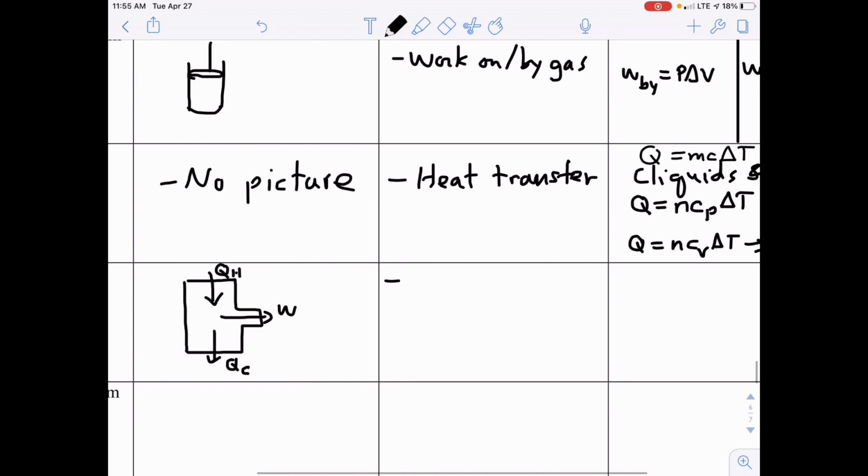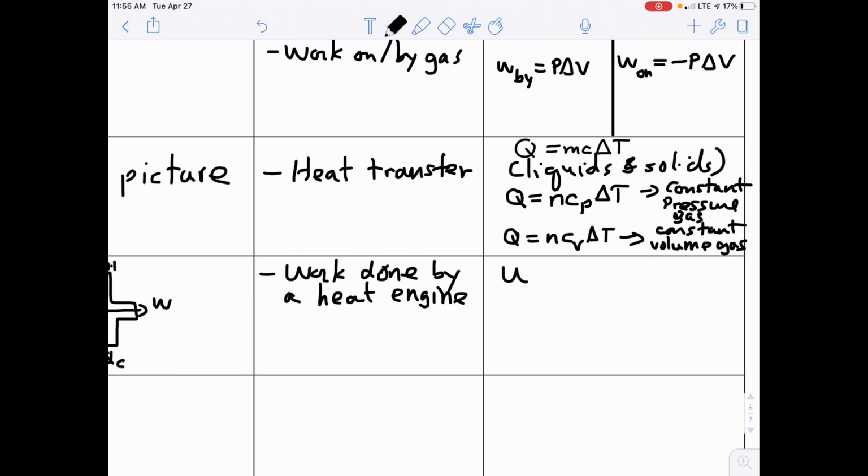And so one concept would be work done by a heat engine. And the formula that goes with that is the heat entering the system minus the heat leaving the system. Q in minus Q out, or QH minus QC.